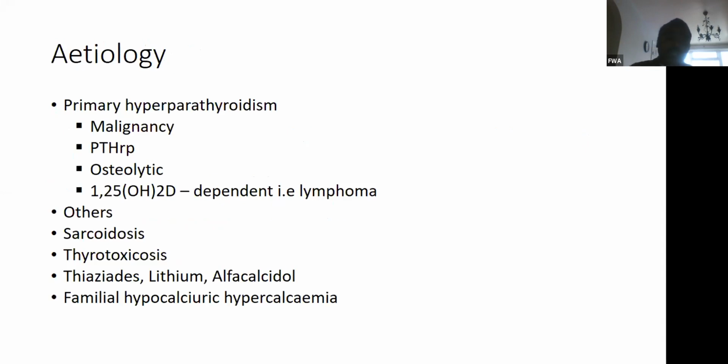The most common cause is primary hyperparathyroidism. The other causes include malignancy, which could be ectopic parathyroid hormone production, bone metastasis, or activated vitamin D dependent, which is 1,25-hydroxy vitamin D dependent, like lymphoma. Other causes include sarcoidosis, severe thyrotoxicosis, and medications like bendroflumethiazide, indapamide, lithium, or activated vitamin D. And a rare cause is familial hypocalciuric hypercalcemia.